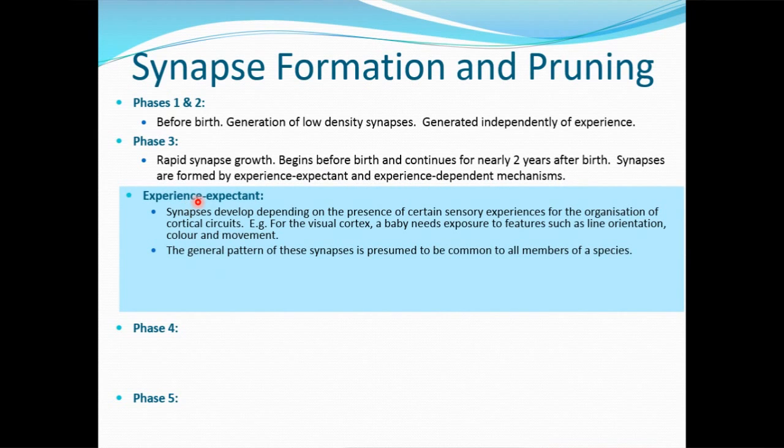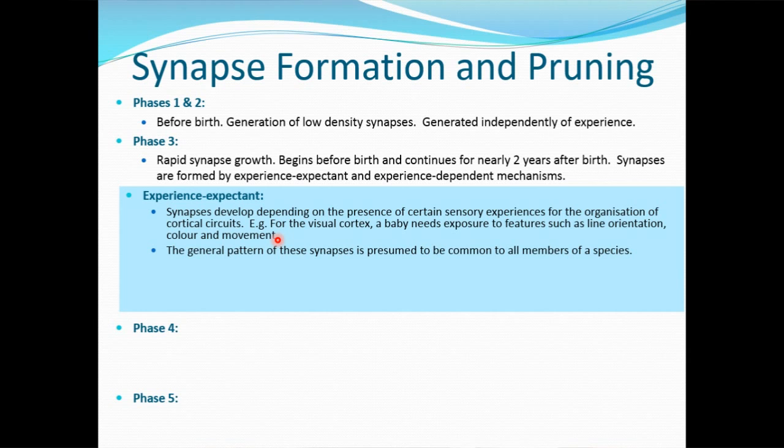Experience expectant mechanisms. The synapses develop depending on the presence of certain sensory experiences for the organization of cortical circuits. For example, for the visual cortex, a baby needs exposure to features such as line, orientation, color, and movement. So what it's saying is that the brain is expecting to have certain experiences. If it doesn't have those experiences, the child is impaired.